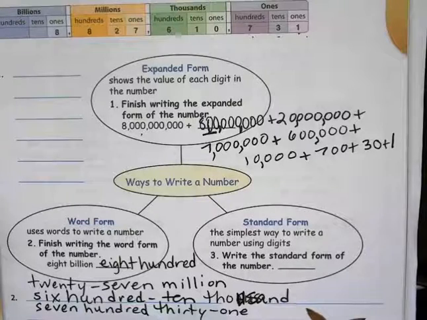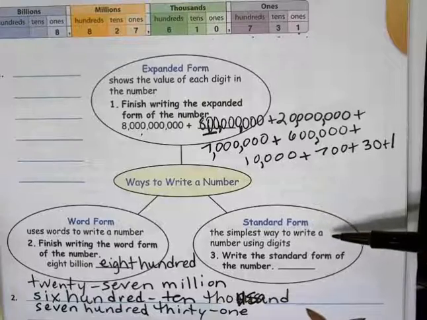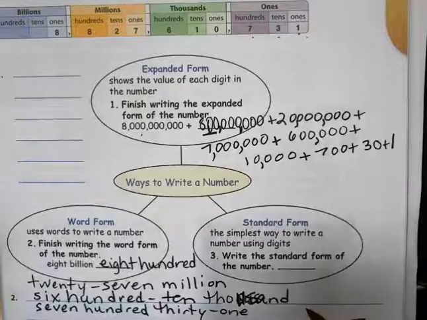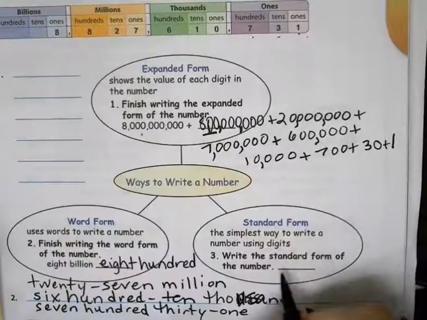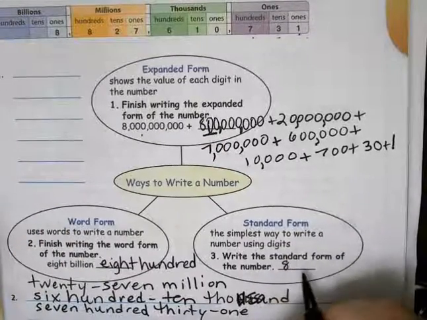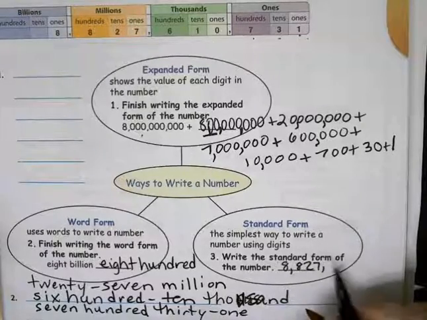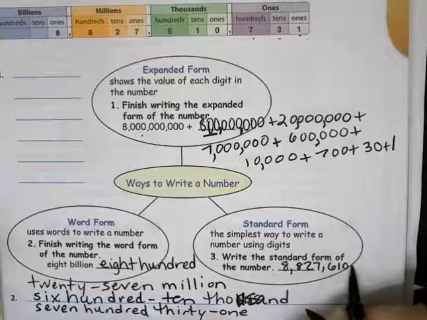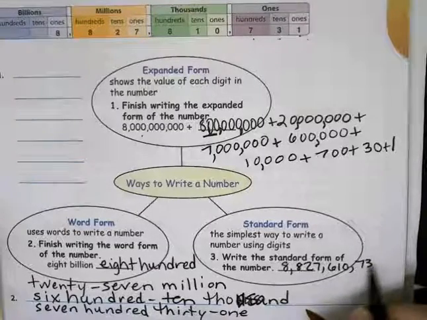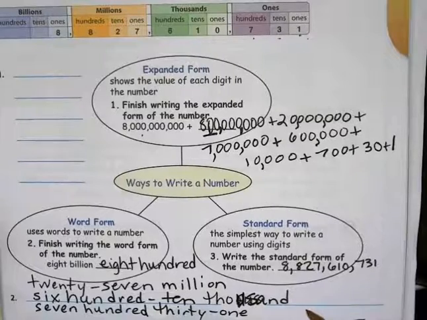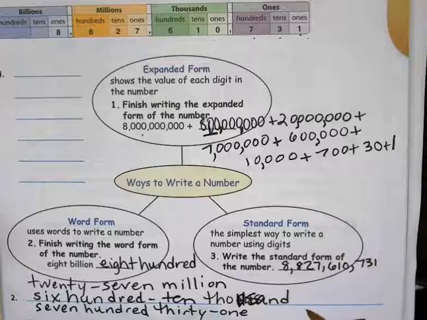All right, and then standard form, of course, is just what it says. The standard form, the simplest way that we write the number. So how would we write this? 8,827,000,000. 827,610,731. All right, so those are the 3 ways that we write out numbers. Just a little review.